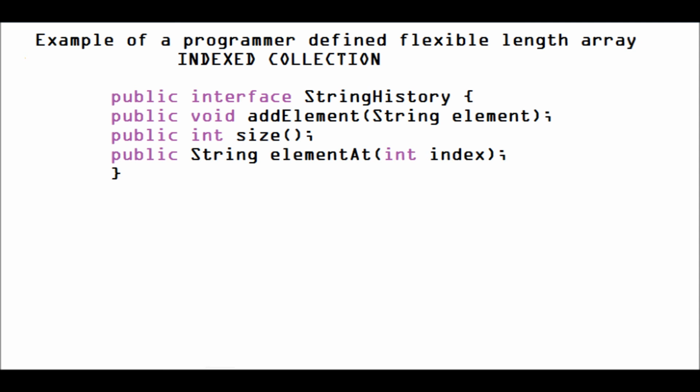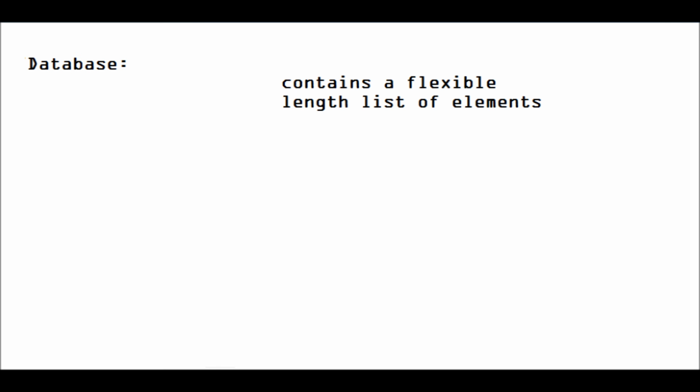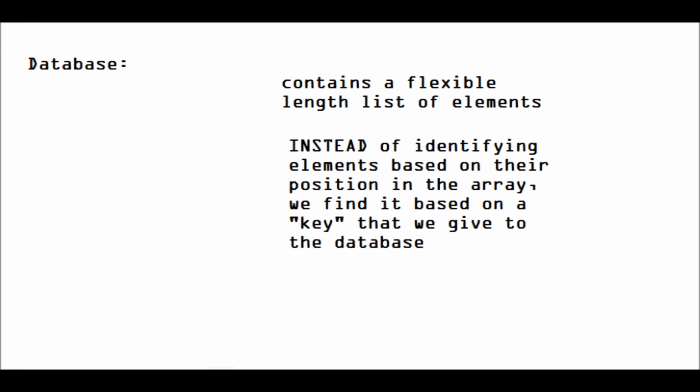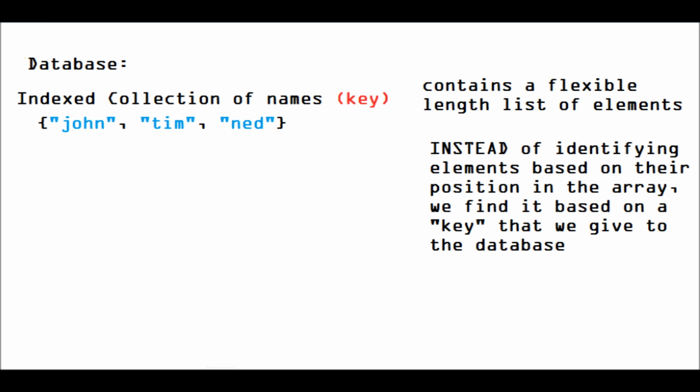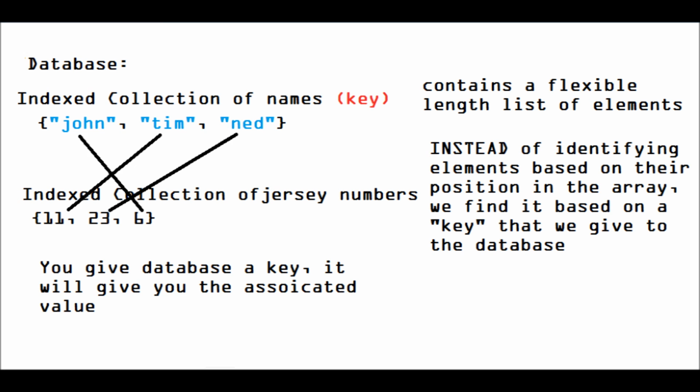And the third kind of collection is a database. And a database is quite a bit different. So it has a flexible number of elements. It can grow or shrink. But here's the big difference: instead of identifying elements based on their position in the array, we find it based on a key. So we feed it a key. Here's an example. We feed it text, we feed it strings, and it will give us back a related value, a value that's linked to the key.